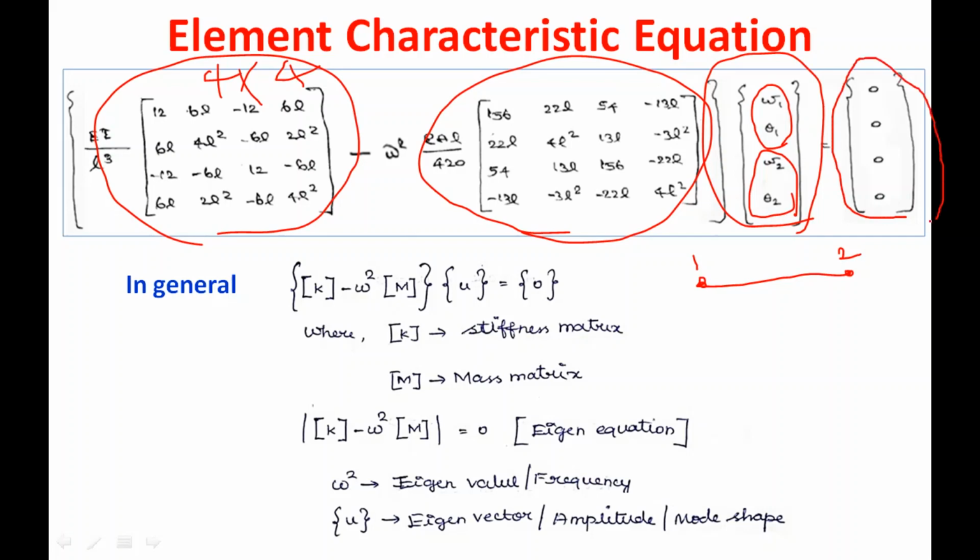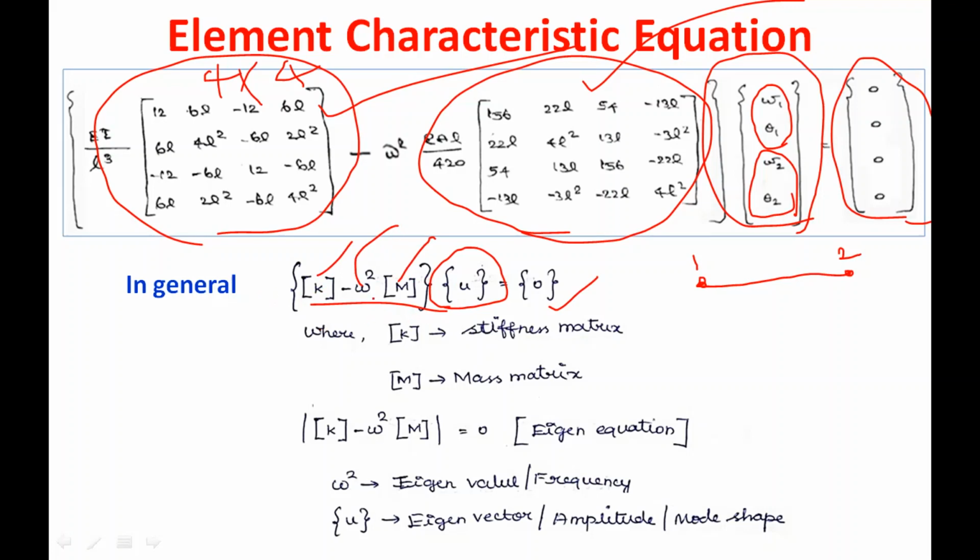On the right hand side we have 0, 0 because it is a free vibration. If you want to solve the transverse vibration problem, we have to remember this stiffness matrix and the mass matrix for the beam. Then only we are able to solve the problem. Now in general we can write the equation like this: K minus omega square M, times the displacement vector U, equal to 0 on the right hand side. K is the stiffness matrix, M is the mass matrix, omega is the natural frequency, that is the angular frequency of the beam.